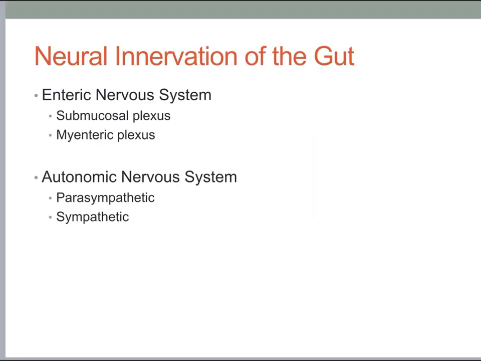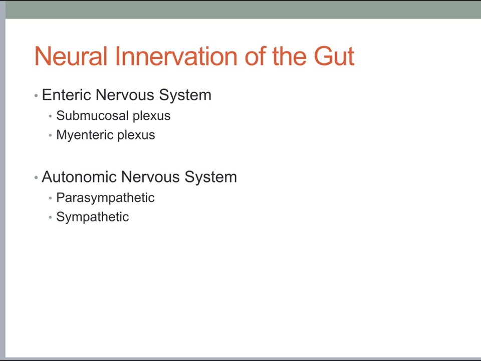Neural innervation of the gut. We've outlined this before with the picture on the previous slide. We've talked about the enteric nervous system working with the submucosal plexus, dealing with the secretions from the glands in the submucosa, whether it be in the esophagus, whether it be Brunner's glands in the duodenum, the first portion of the small intestine.